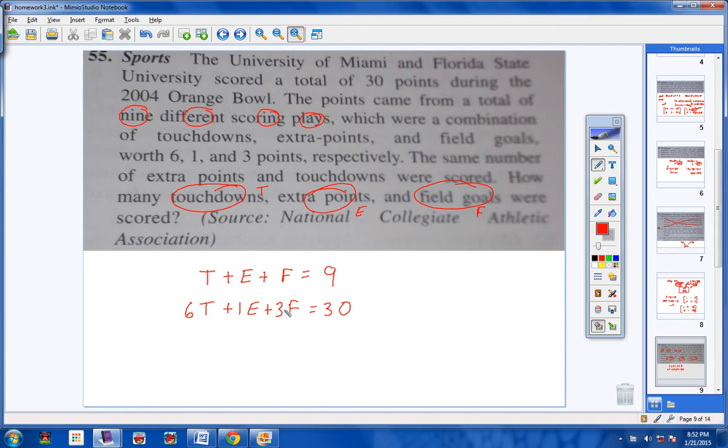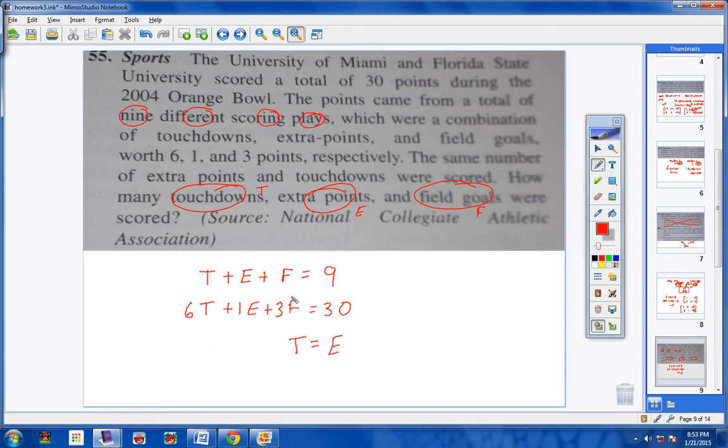Now look at this. We need one more equation, right? Look at this. The same number of extra points and touchdowns were scored. Well, that's obvious. You can't have an extra point unless you have a touchdown. Actually, it's not obvious. I'm wrong. You could not assume that because you could have had a touchdown in which they missed an extra point. So you could have had 4 touchdowns, sorry for yawning, and only 3 extra points. But anyways, they tell us here in this case that the same number of extra points and touchdowns were scored. So that means touchdowns equaled extra points. T equals E, that's another equation.